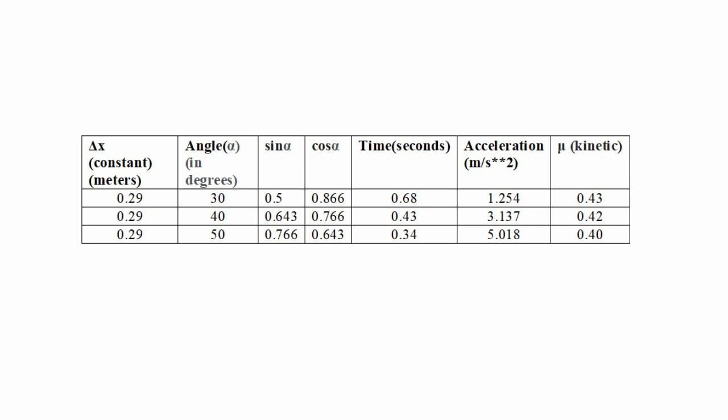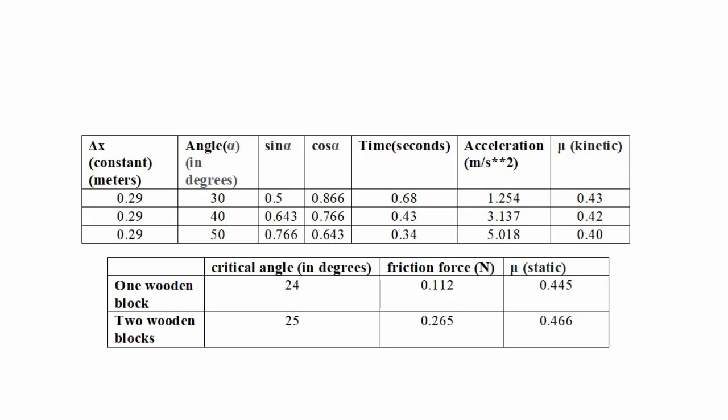By looking at that table, you can see that the acceleration of the object is increasing while the angle between the floor and the inclined plane is increasing, as expected. Also, you can observe that the kinetic friction coefficients in all the situations are close to each other and nearly the same.